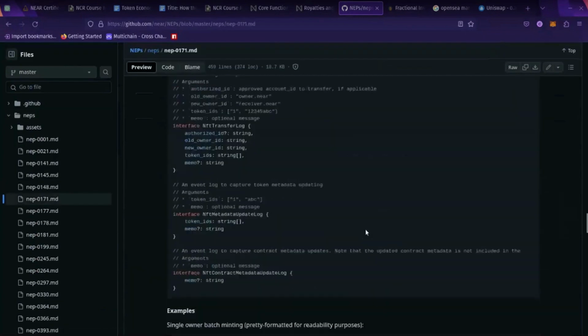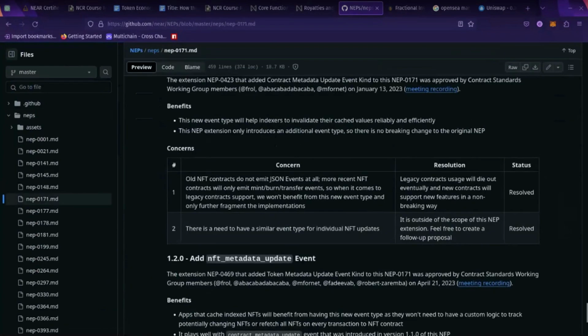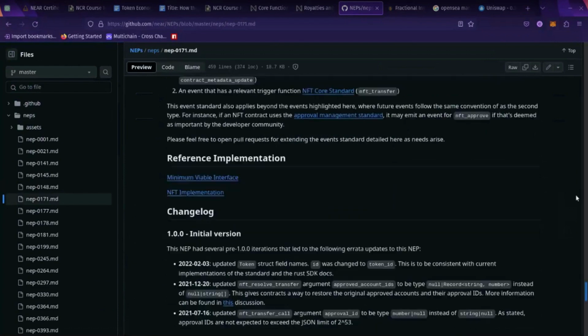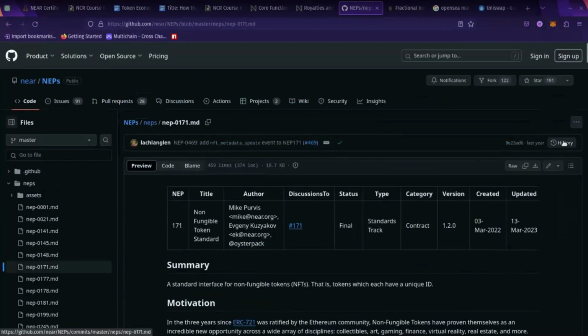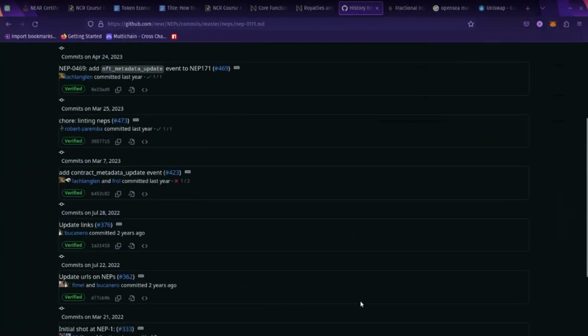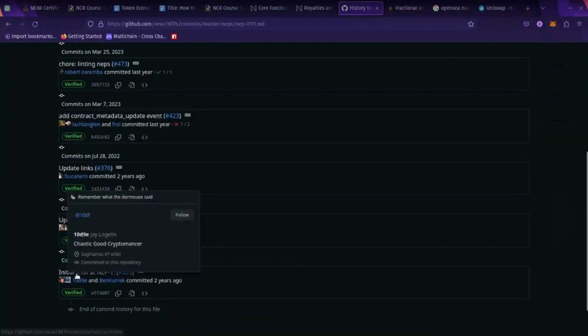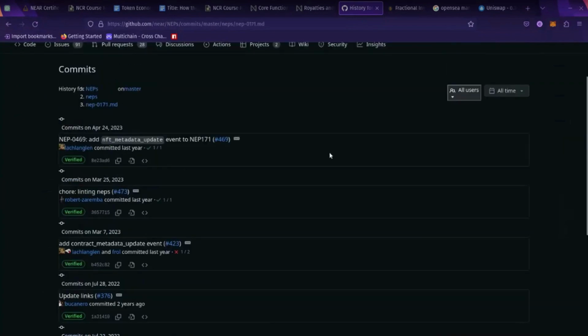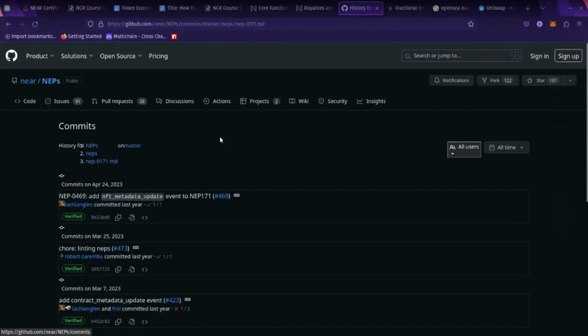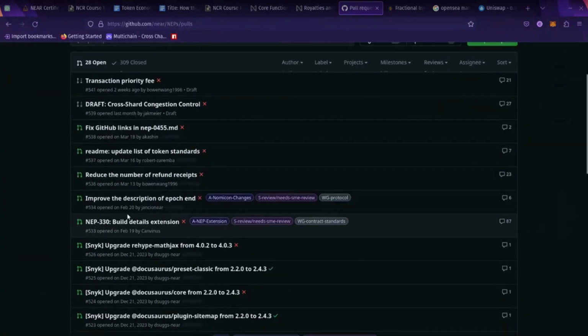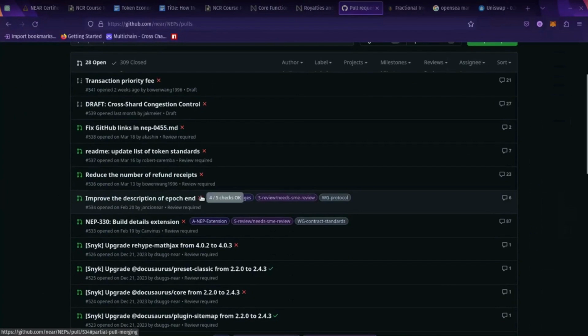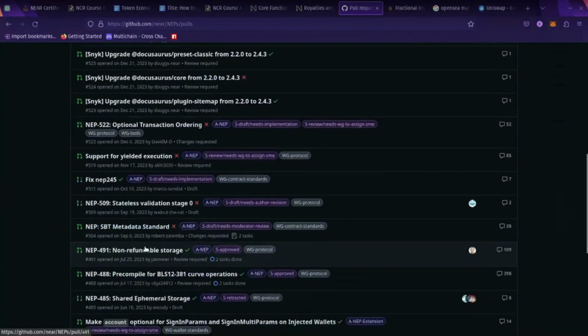So this should also have the people. Wait, there you go. History. My bad. And so now you can see who worked on each NEP, which could be helpful as well. You can see NEPs being worked on, things that did not pass checks, and stuff like that.